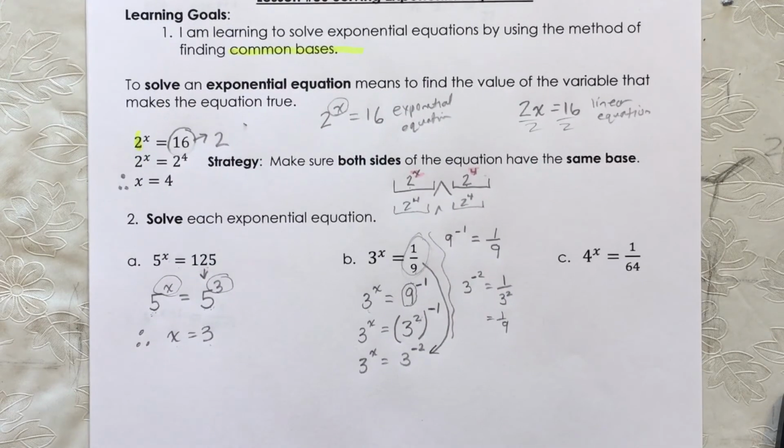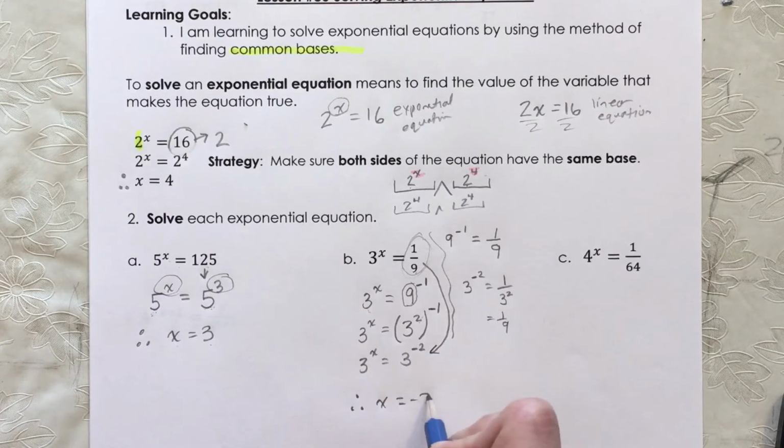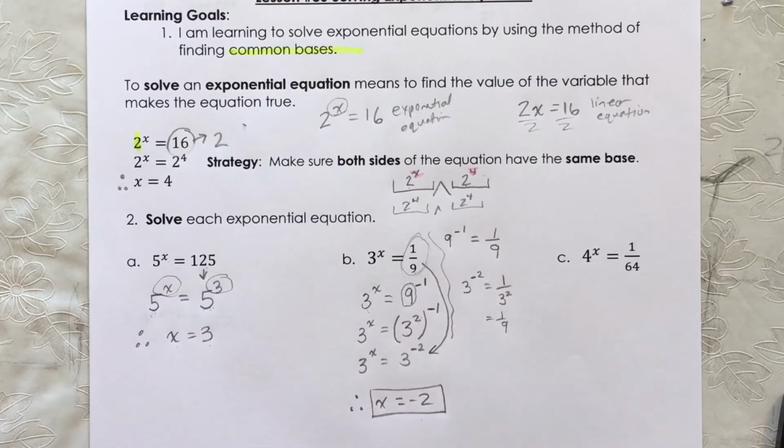Because now it makes it really easy to solve the exponential equation. 3 to what power, x, is the same as 3 to the power of negative 2? Well, if the bases are the same, the exponents have to be the same. So our solution would be that x is negative 2.